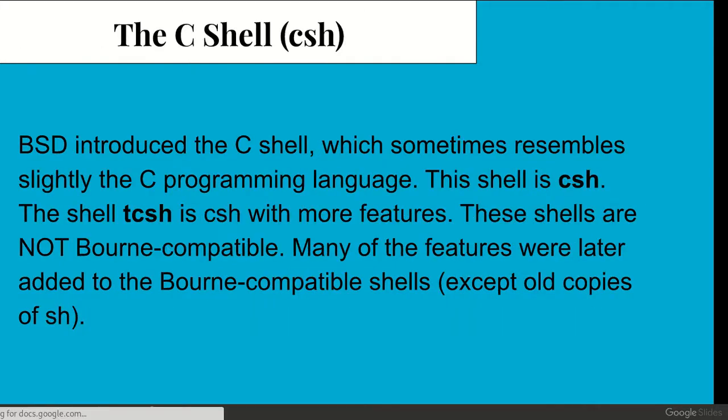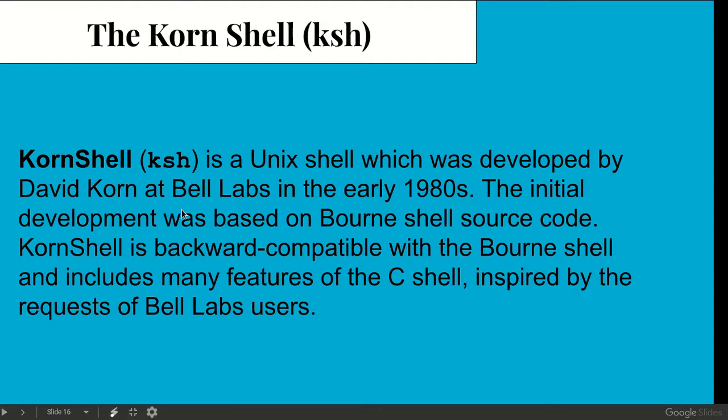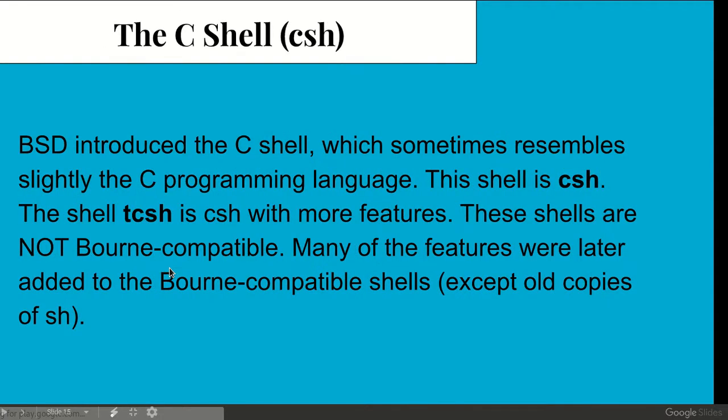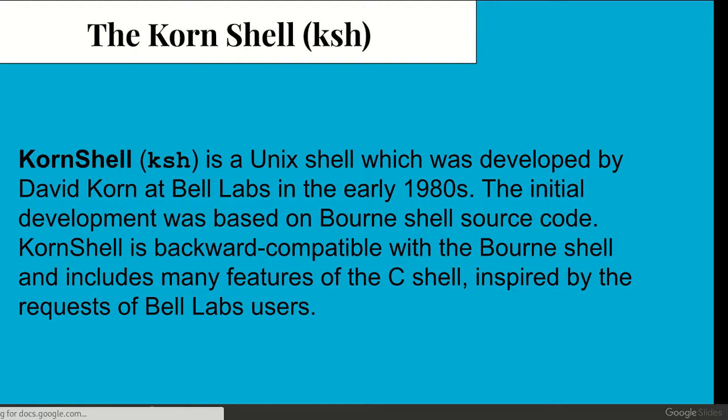So we have our C shell, which was introduced by the BSD group. This one slightly resembles the C programming language, and csh and tcsh are both C shells, but tcsh is an improved version. Most of its features were later added to the Bourne compatible shells, that will be bash.